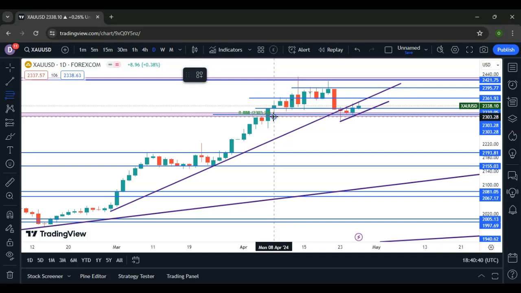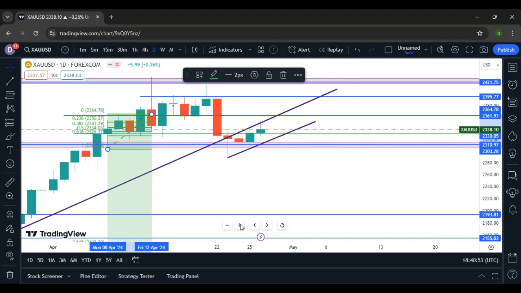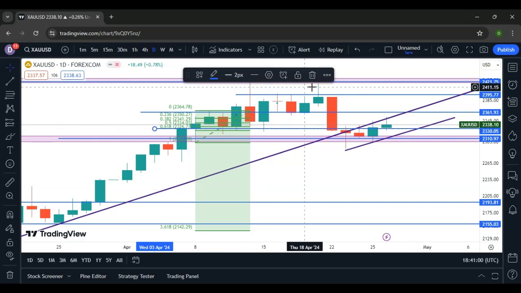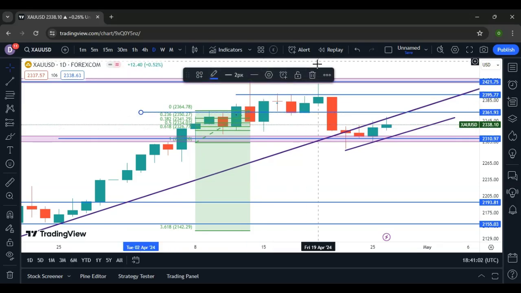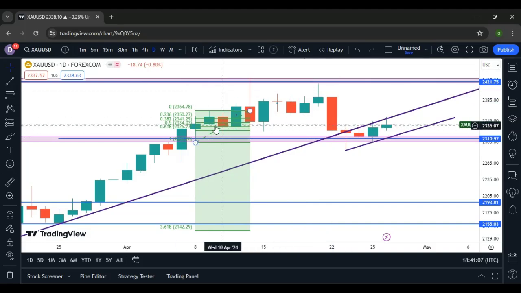I will drag it from the low to the high. From the low to the high. Now this is the retracement area. Let me take out this, since you have understood what my resistance and minor support are now. So this is 50%, 61.8%. This line is 50%, then 61.8%. This is the area you are watching out for your pullback.